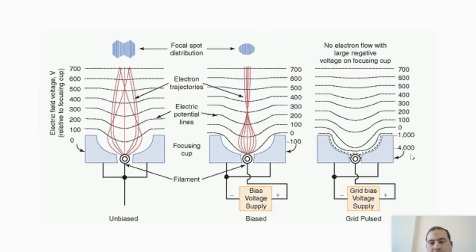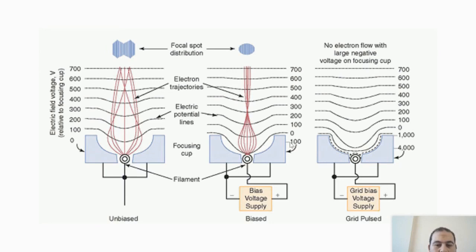Here is this picture. The text explains the role of the focusing cup and my filament. This is the focusing cup, as if I took a cross section of it, and this is the shape of the electron beam.